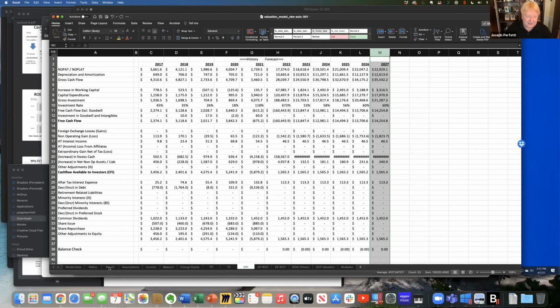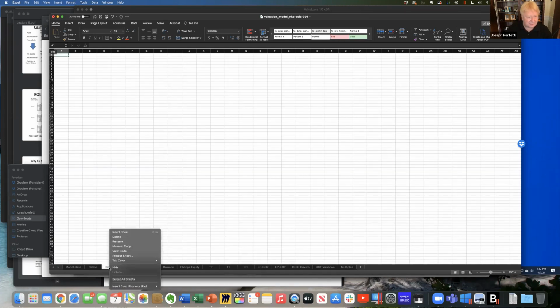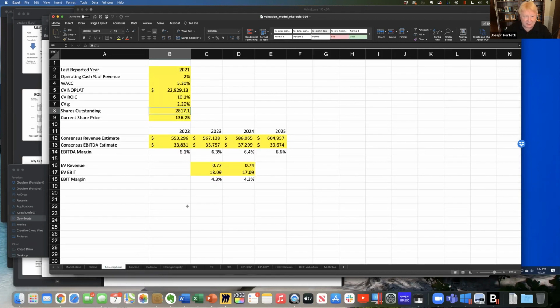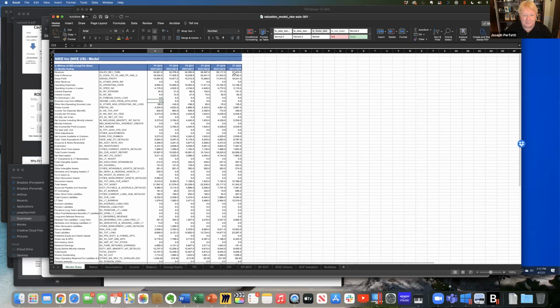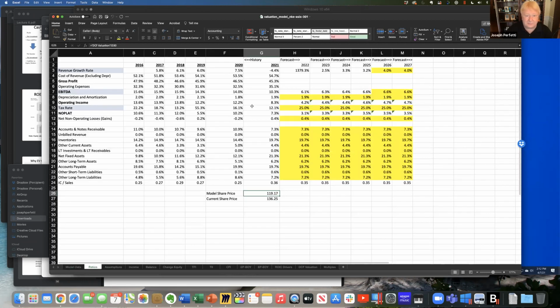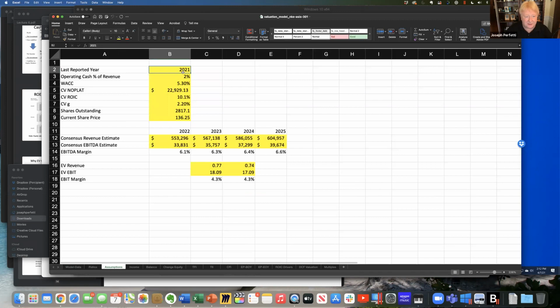So the next thing we're going to do, this random tab is in here, get rid of it, is we're going to go to our assumptions tab and start updating the assumptions. So the first one is make sure we have the right last reported year. So model data, we can check this. Here it's 2020. So Nike actually reports their data in May 31st is the end of their fiscal year. So this is not 2021, it's 2020. So we've got to change the assumptions here to 2020 as their last reported year.